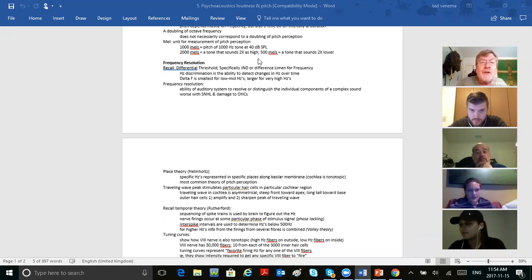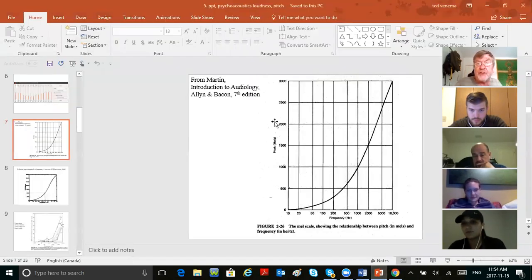Mel unit: 1,000 mels, a pitch of a 1,000 hertz tone at 40 dB SPL. 2,000 mels would be a tone that sounds twice as high. 500 mels, a tone that sounds half as high. Yes, that's correct. But actually, if you look at your diagram here, let's look at 2,000 mels. What is that in frequency? My gosh, that's about 3,000 to 4,000 hertz. Oh, I got it. Okay, great. Good question. All right. Fair enough.